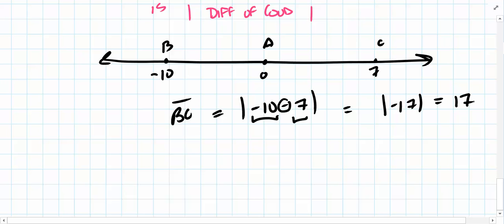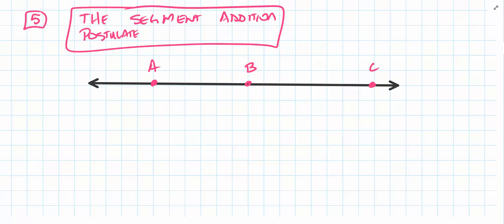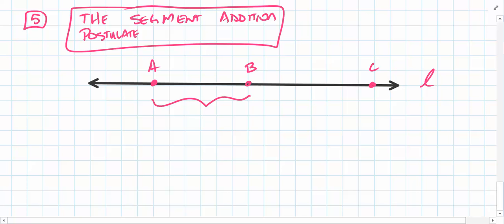I'll call this line L for right now. And I have 3 points on the line, right? So I have segment AB. You guys see segment AB? Cool with that? And do you guys also see a segment BC? If I add those two segments together, what do you think I get? Segment AC. Boom, you understand the segment addition postulate.